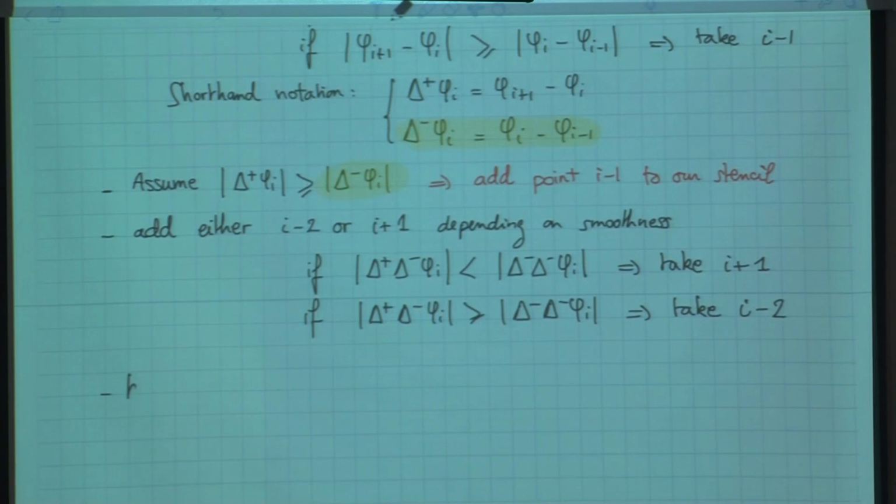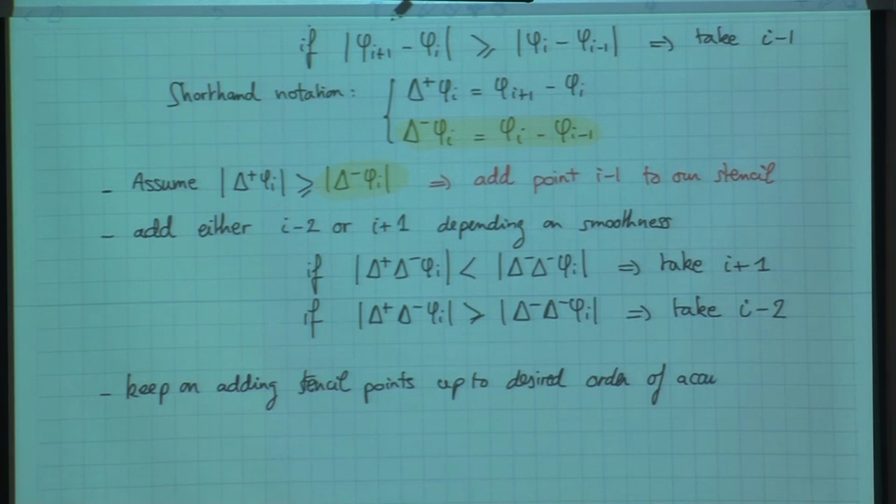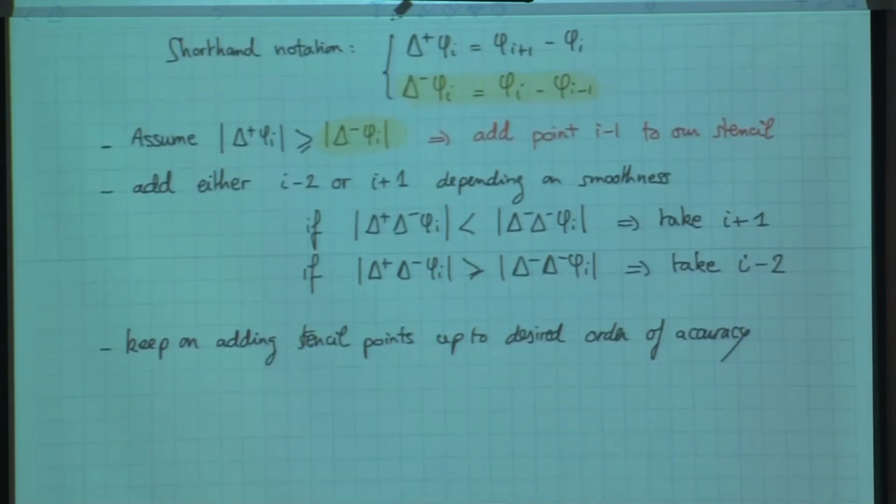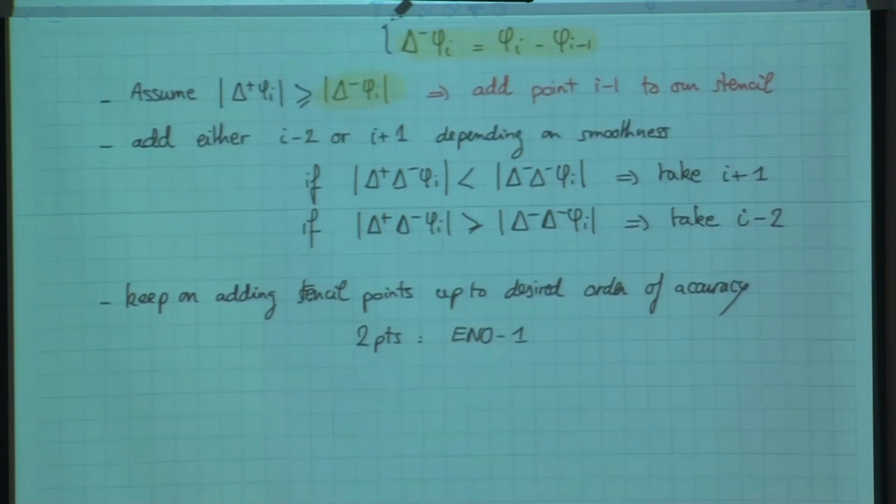So I'll just say keep on adding stencil points up to the desired order of accuracy. So 1 point is obviously useless for a gradient. 2 points, this is essentially an ENO1. This is either pure upwind or pure downwind. 3 points in your stencil, this is an ENO2. 4 points, that takes us into a third order accurate scheme, an ENO3.